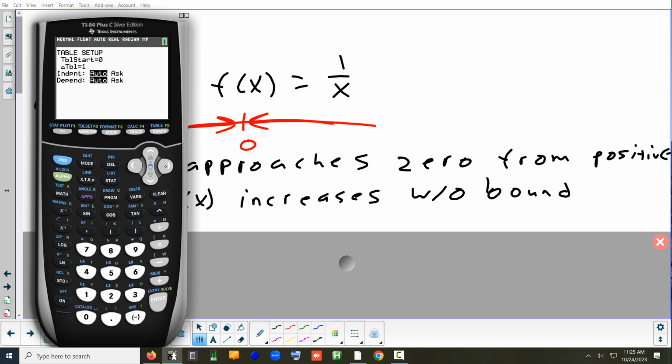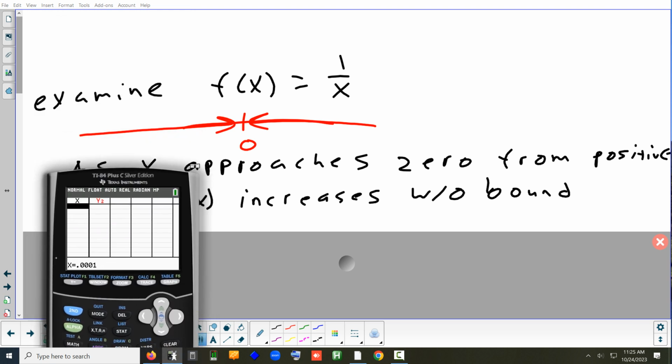Okay. So if you go to second window, I want to let it ask me for the x value. I don't want it to automatically give me one. So I'm going to have it ask me. I'm going to press second table. Now I can plug in 0.0001.